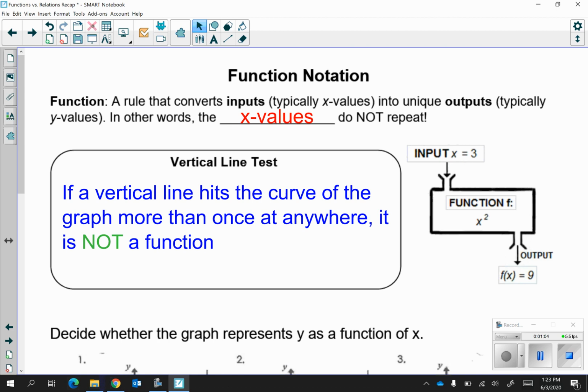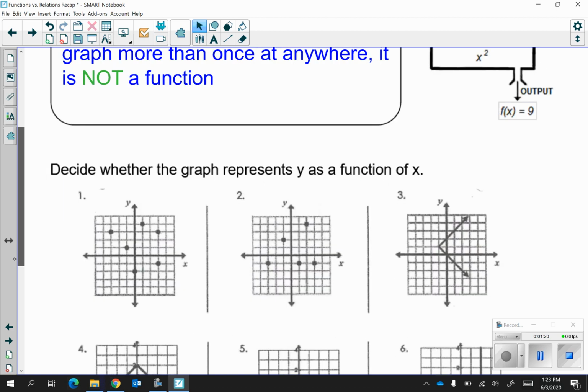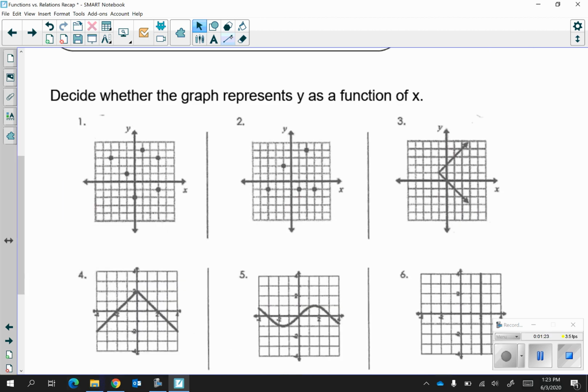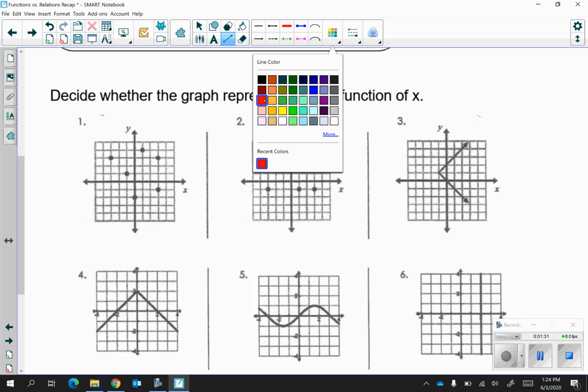Now, in order to see graphically if a relation is a function, you're going to do the vertical line test. If a vertical line hits the curve of the graph more than once anywhere, then it is not a function. So you're literally going to take a vertical line. You could take a sheet of paper or your finger or whatever. I'm going to make it a different color. Let's make it red.